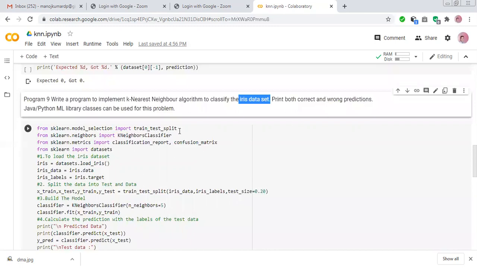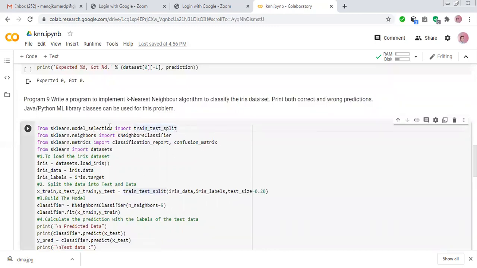Okay, so first you see what should be there. Training and testing data should be there. Next, you have to go with the neighbors. Next, you have to give the classification report and confusion matrix. These two things you will understand when I go through model evaluation after all the algorithms. First, I go with iris data, with data as X and target as Y.